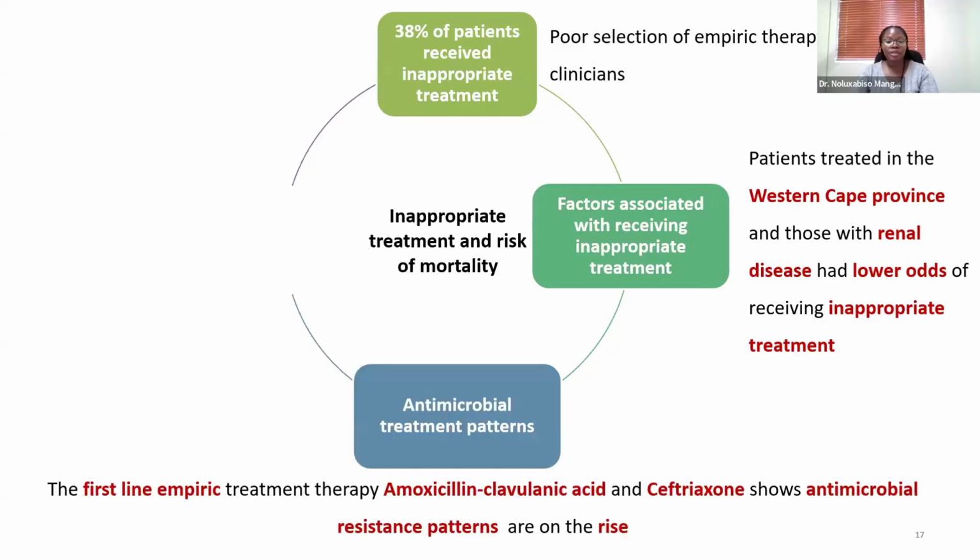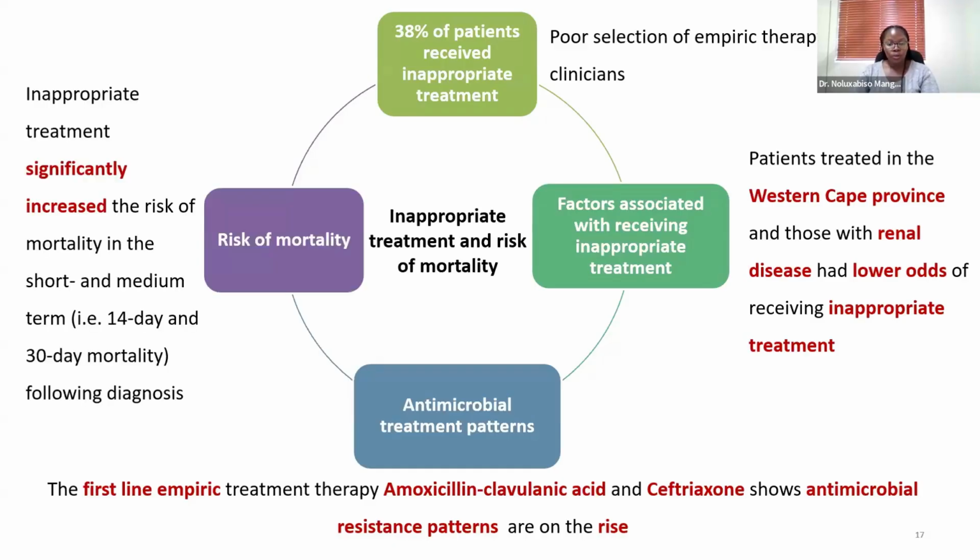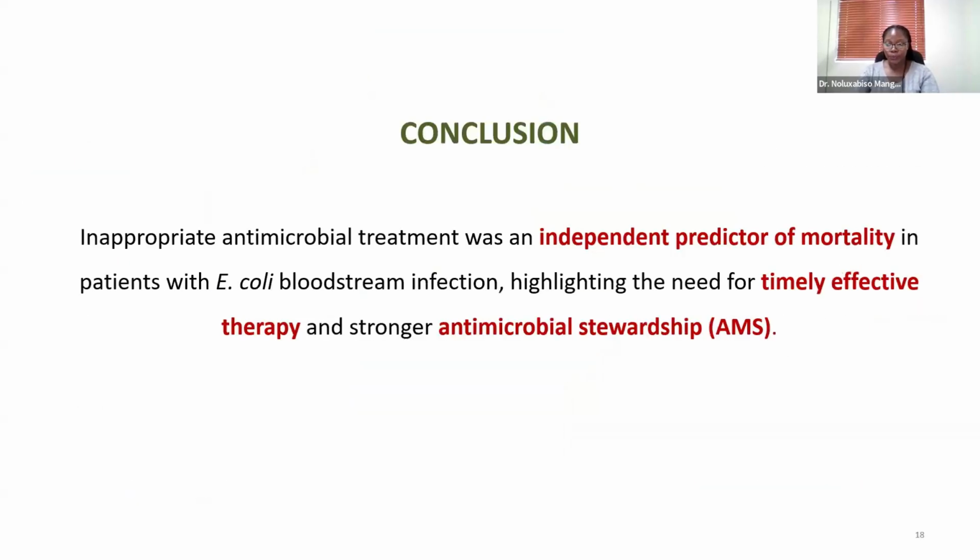And looking at the antimicrobial treatment patterns, the first-line antimicrobial treatment therapy, amoxicillin as well as ceftriaxone, showed that there is antimicrobial resistance. Their patterns are on the rise. Overall, inappropriate treatment was associated with a significantly increased risk of mortality in both the short term and medium term following diagnosis. Therefore, we conclude inappropriate antimicrobial treatment was an independent predictor of mortality in patients with E. coli bloodstream infections, highlighting the need for timely, effective therapy and stronger antimicrobial stewardship.